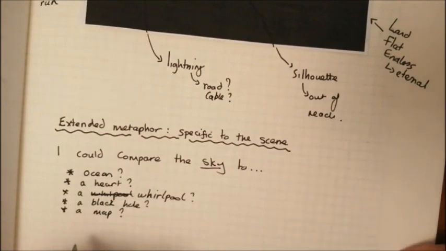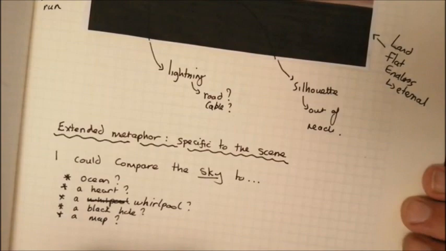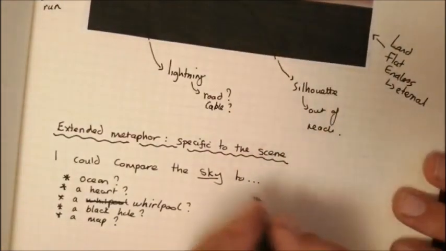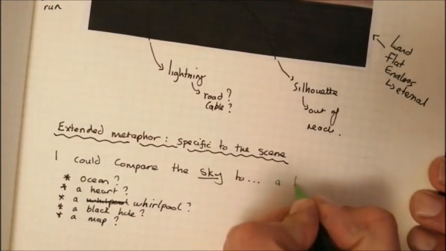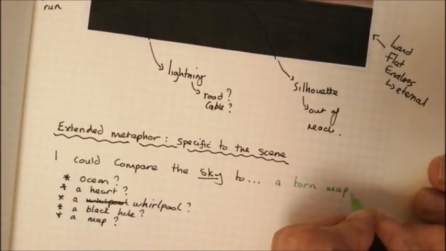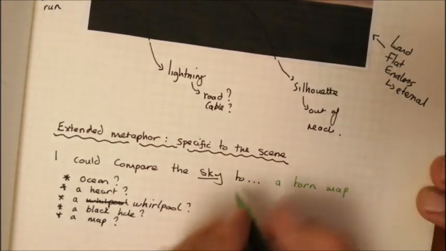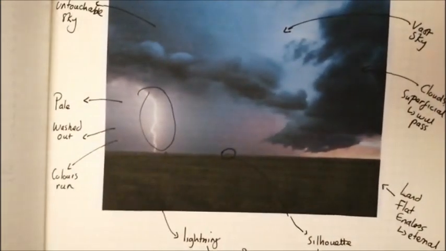Now I think I'm going to give myself a challenge, and I think I will compare it to a map, maybe even a torn map. So I could compare the sky to a torn map. Why though? Well, why does it look like a torn map to me?